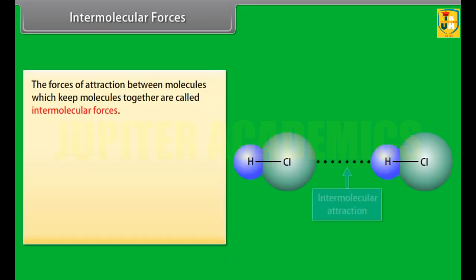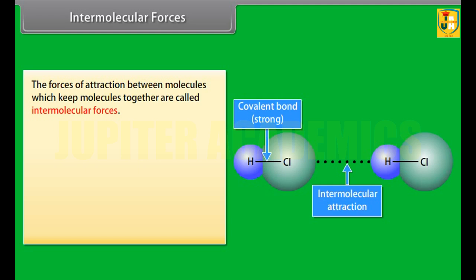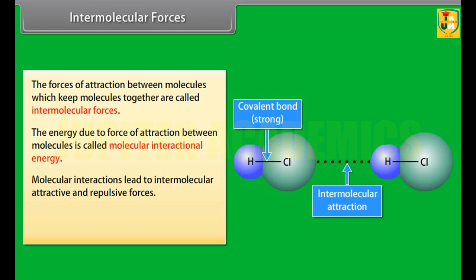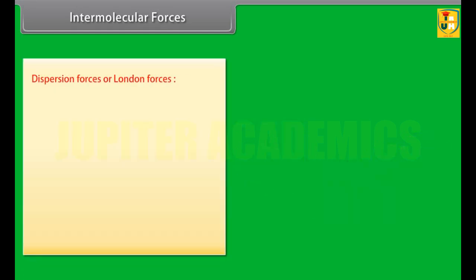Intermolecular forces. The forces of attraction between molecules which keep molecules together are called intermolecular forces. The energy due to force of attraction between molecules is called molecular interactional energy. Molecular interactions lead to intermolecular attractive and repulsive forces. Attractive intermolecular forces are also called van der Waals forces. Dispersion forces or London forces.